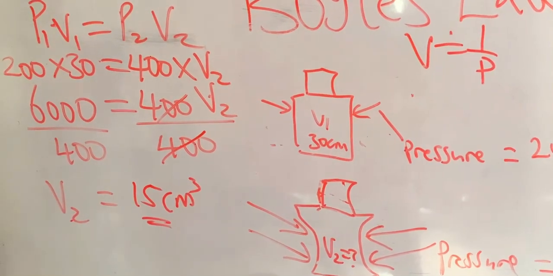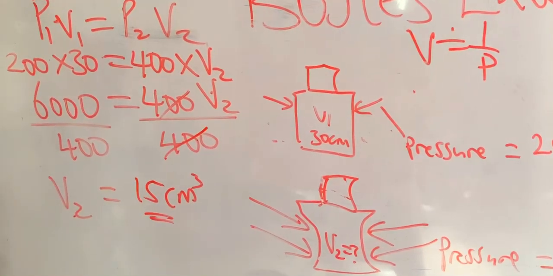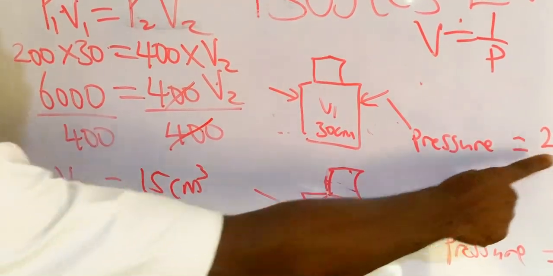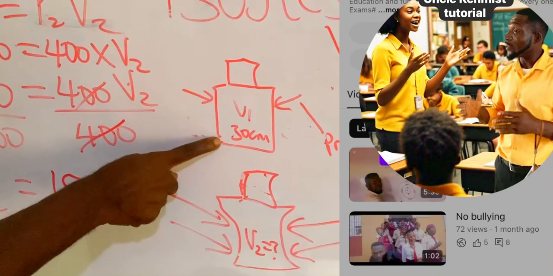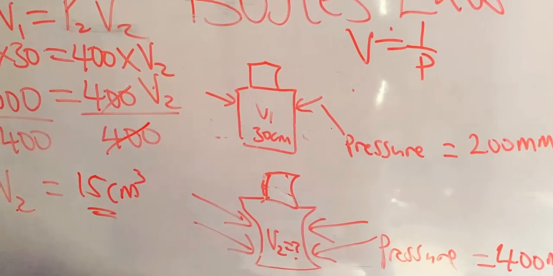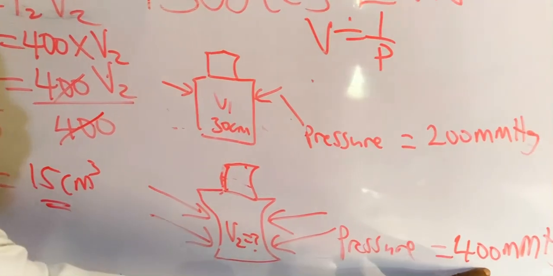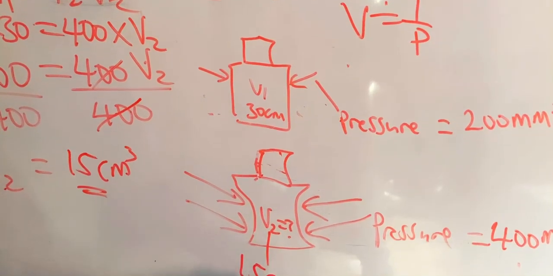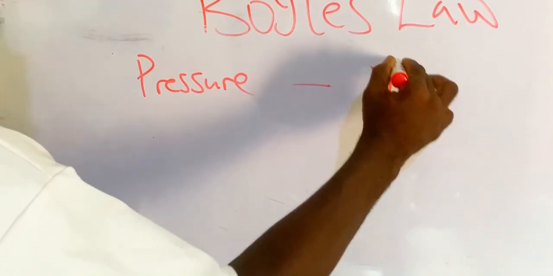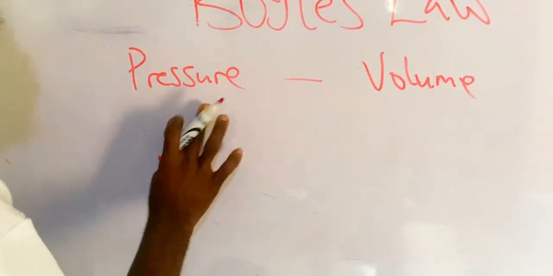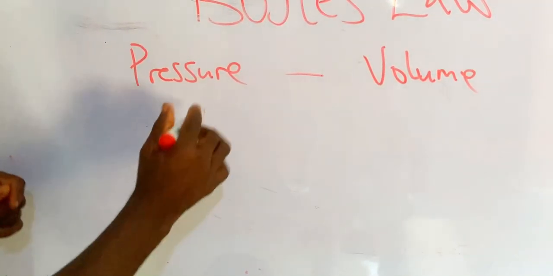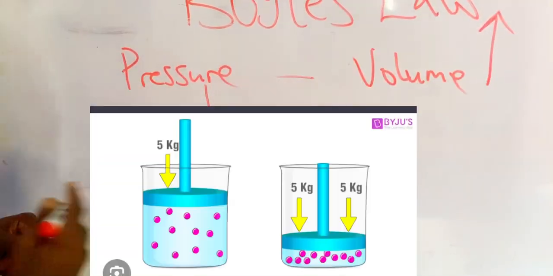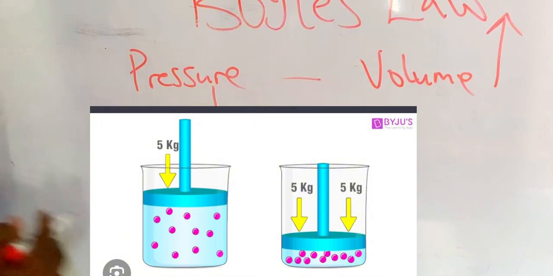Now, with this answer, do you think the answer is correct? I think the answer is correct. Why? Because the pressure before was 200 millimeter mercury and it had a volume of 30 cm cube. But now we have increased the pressure to about 400 millimeter mercury. What will be the new volume? The new volume will be 15 cm cube. Pressure and volume are the two major parameters we are dealing with in Boyle's law. Whenever the pressure decreases, the volume will increase. That is what this is saying.